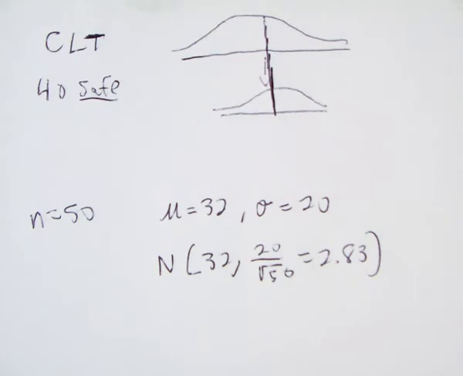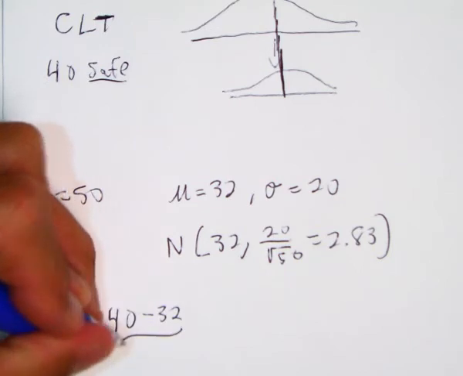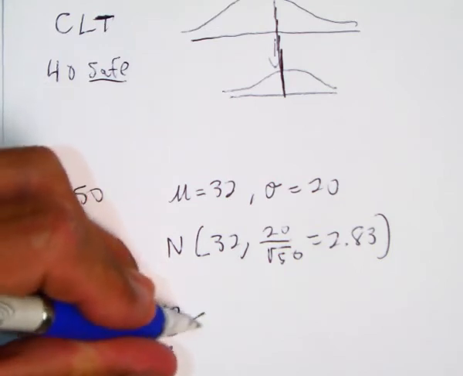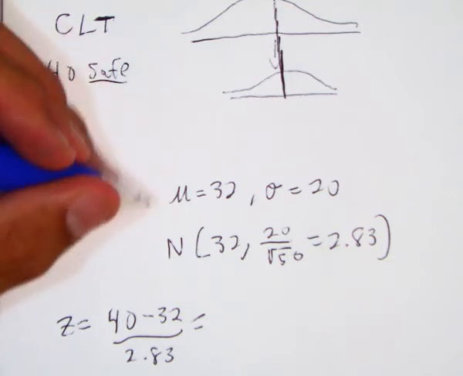Okay. So now we want to know what is the probability that the mean of that sample is at least $40. So what we've got to do is a z-score, and we're going to do 40 minus 32 over $2.83. And if we do that, we're going to get 8 divided by 2.83, and that comes out to 2.827.